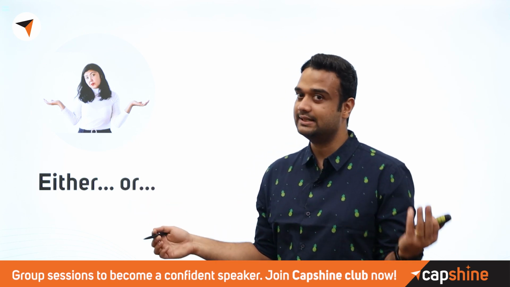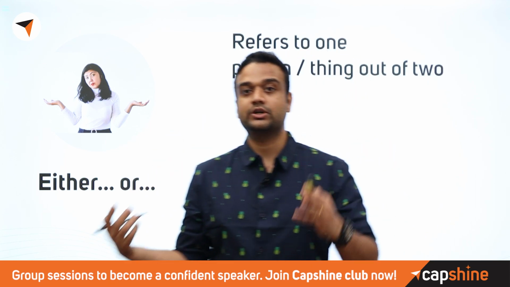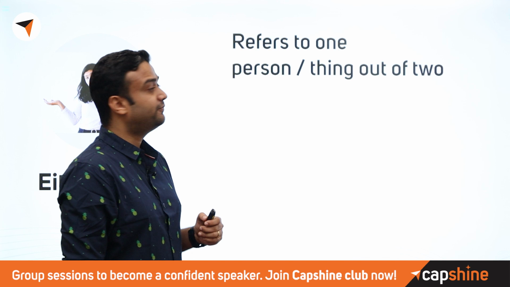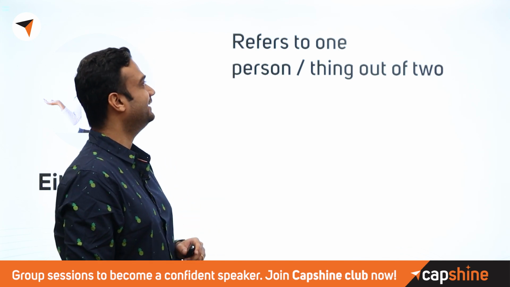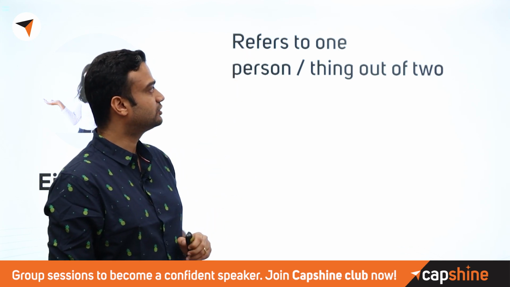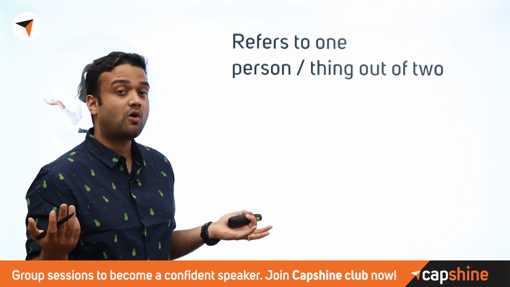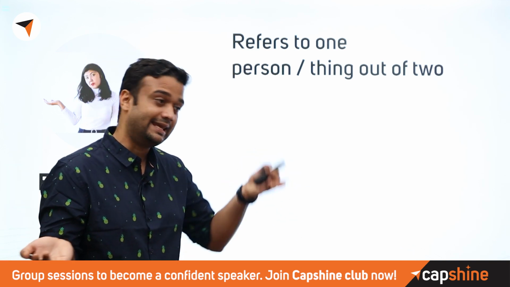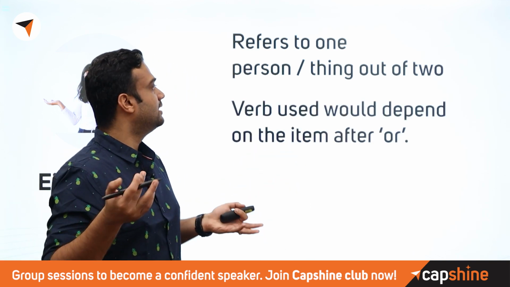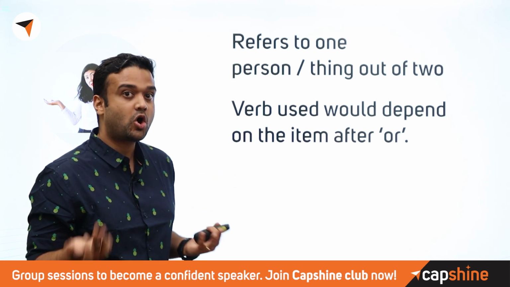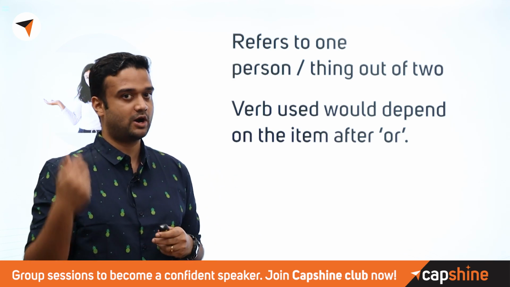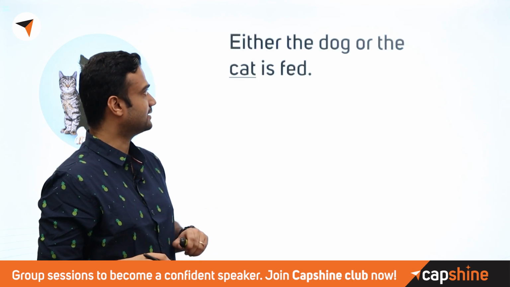The next thing, of course, is either or. Either this or that. Let's look at a few examples. Before which, how are they used? Well, either or refers to one person or thing between two things. Either this or that. Verb used would depend on the last item, and I'll talk about what this means. So let's look at some examples.